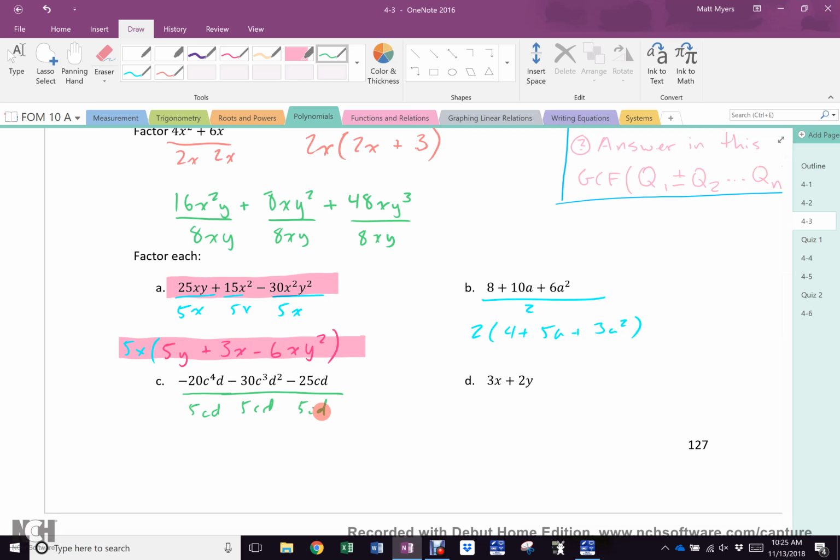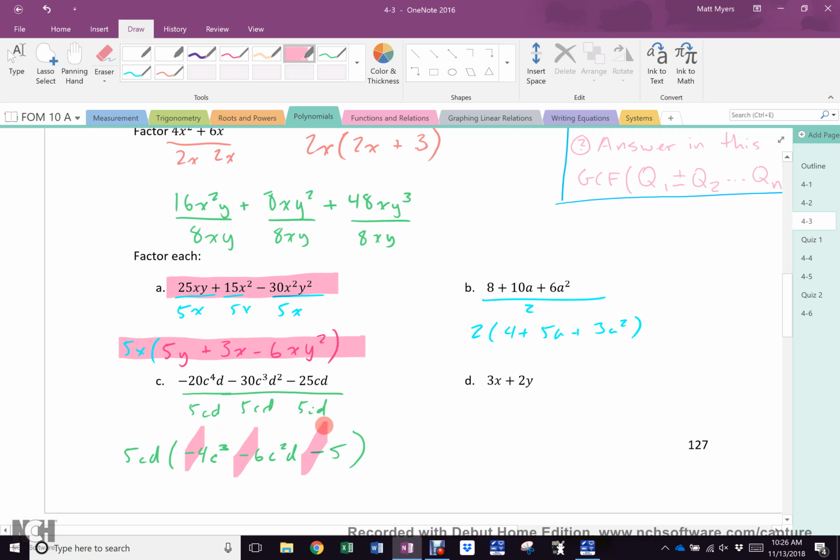Everybody cool? All right, so let's draw this out. My GCF's going out here, yes? Okay. So what's my first quotient going to be? Negative 4C cubed. What's my second quotient going to be? Negative 6C squared D, right? And my third? Negative 5. This is technically right because this is our greatest common factor, yes? But notice, what do you see there?